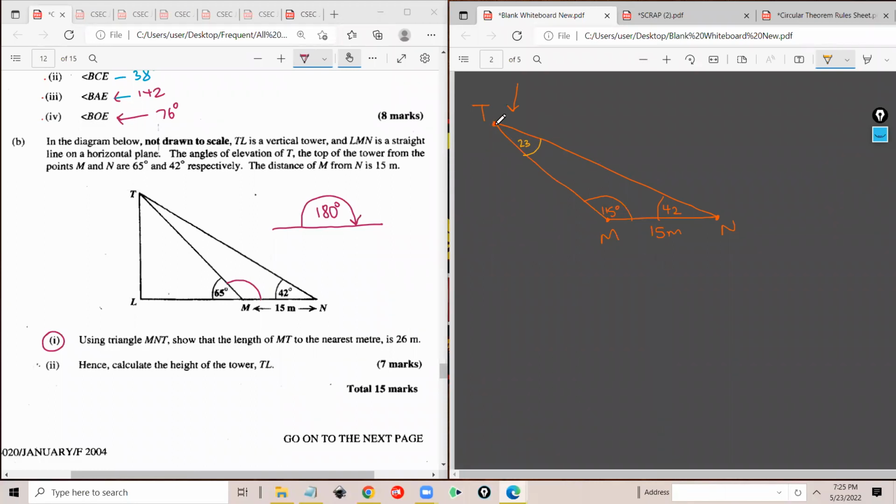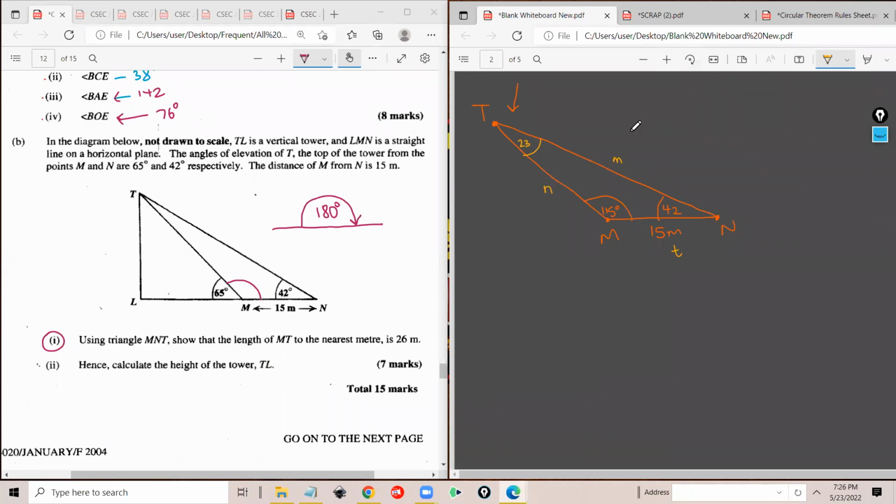So if here's capital T, over here is small t. If here's capital M, the opposite side is small m. If here's capital N, over here is small n. Which letter are we trying to find? We're trying to find MT, that's small n, when we're using this rule.